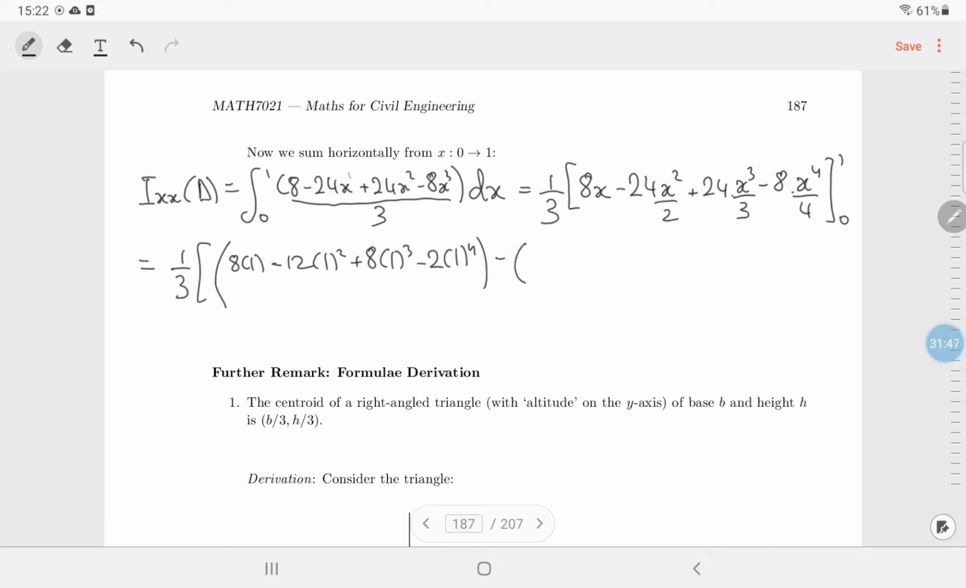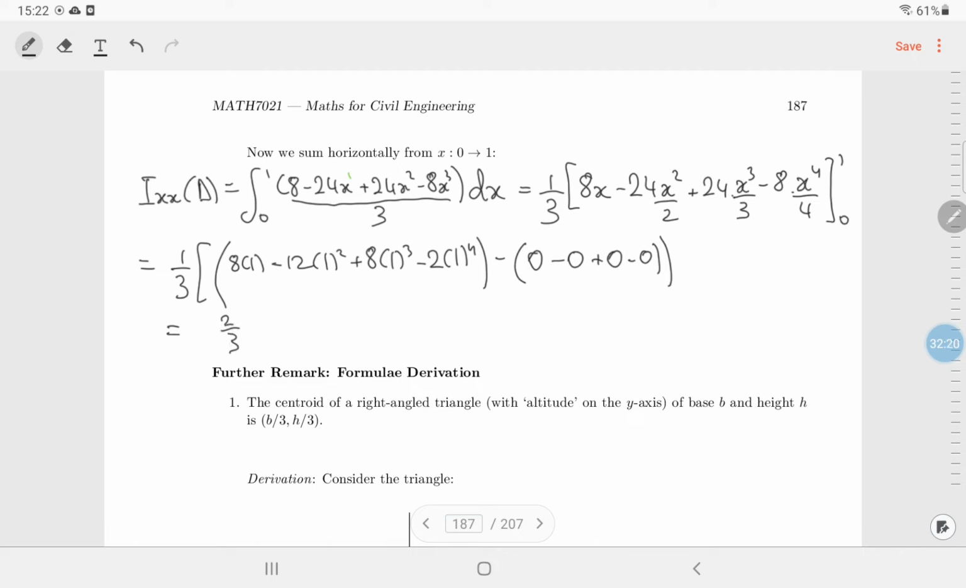Minus substitute in the 0. So you get 8 by 0, 0. Minus 24 over 2 by 0 squared, which is 0. Plus 24 over 3 by 0 cubed, which is 0. Minus 8 over 4 by 0 to the 4, which is 0. So all that's going to be 0. And then we just go into the calculator with this. So I'm going to do 8 minus 12 plus 8 minus 2. And I get 2 by 1/3 is 2/3.